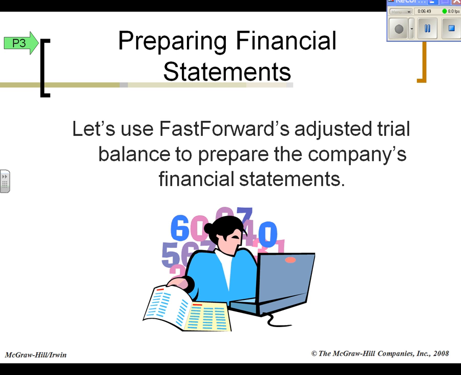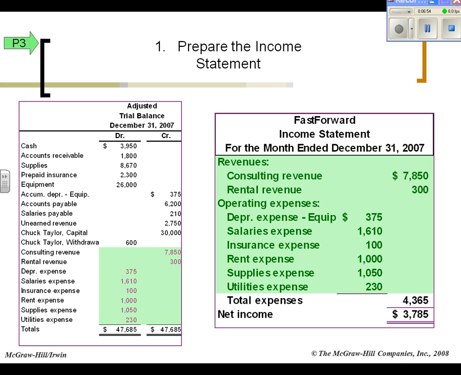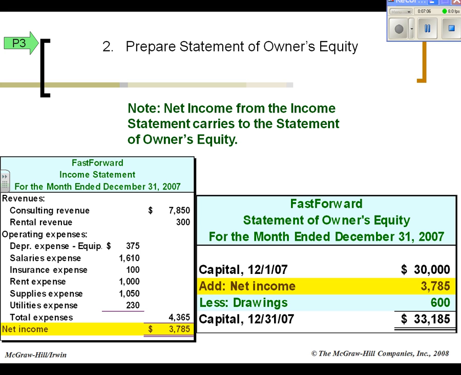And what's the first financial statement we're going to prepare? The income statement. So from the adjusted trial balance, I'm going to get my revenue and expenses and prepare my income statement. List my revenues down, list my expenses, and there's my net income. The next statement I want to prepare is the statement of owner's equity, right? We learned this, I think, in chapter 1. So I'm taking my net income of 3,785 and putting it into my statement of owner's equity.